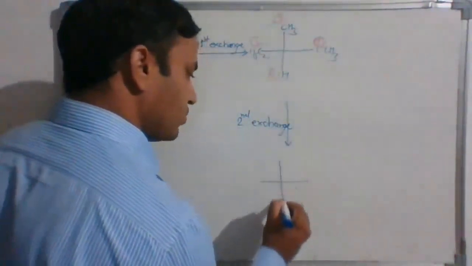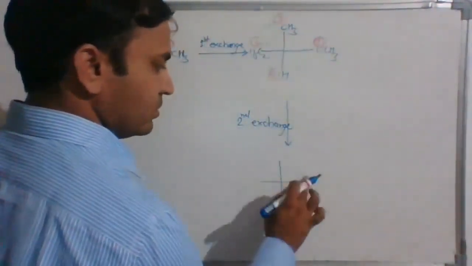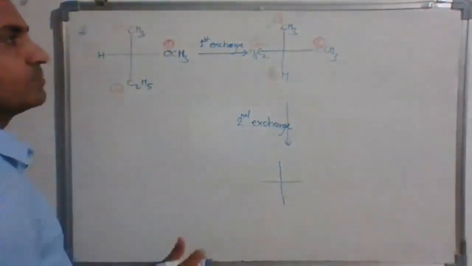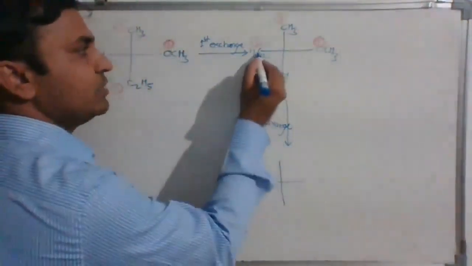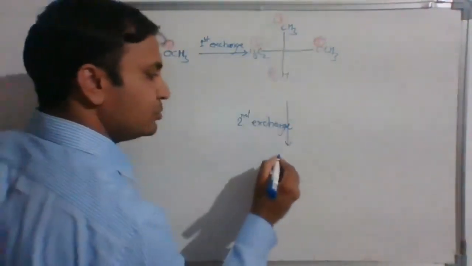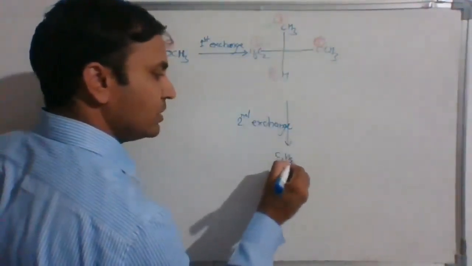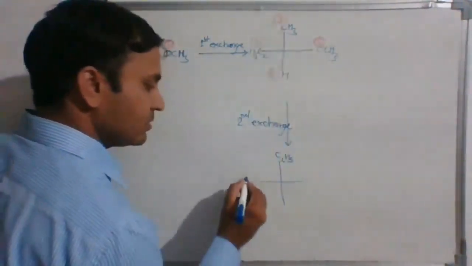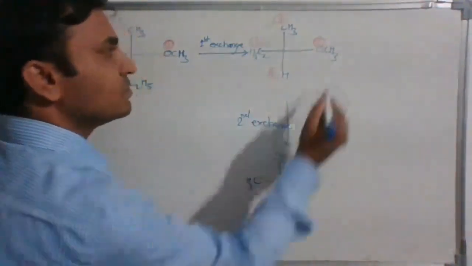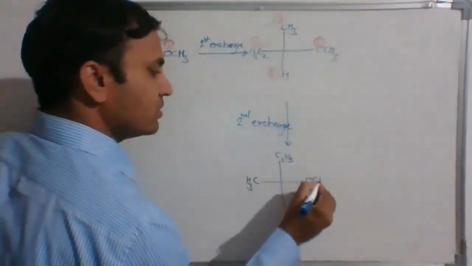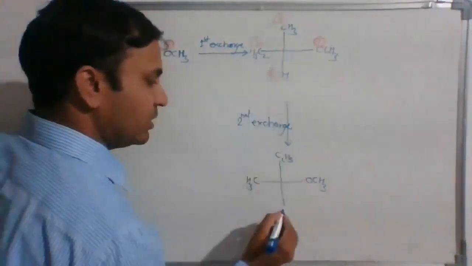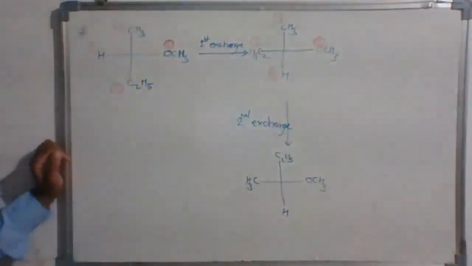Again, draw the cross. C2H5 is now at the top. C2H5. Methyl is here. OCH3, no change in the position. Hydrogen, it is at the bottom.